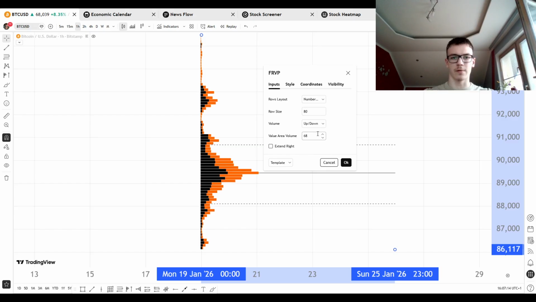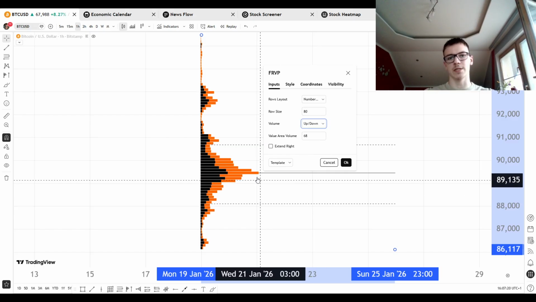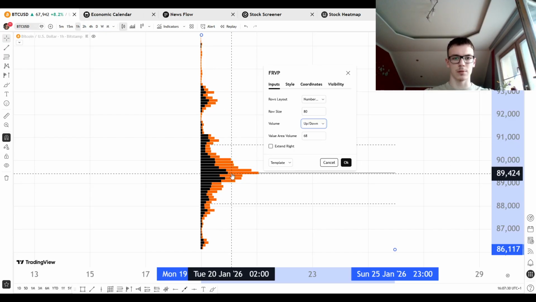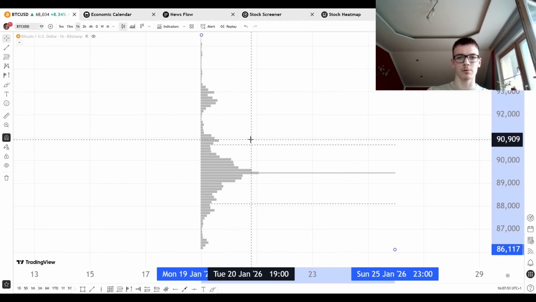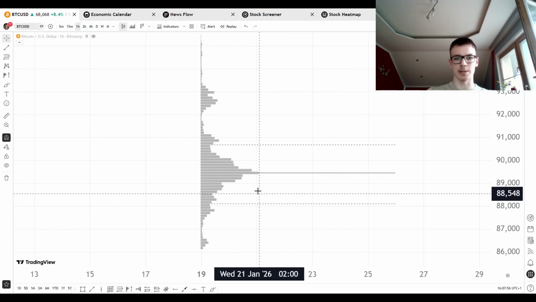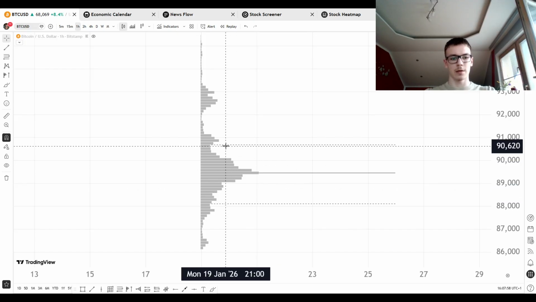And after that we have up and down, which is kind of the same as delta, but it basically puts sellers and buyers on each side. So by now you could have already seen these three lines I have on this volume profile.